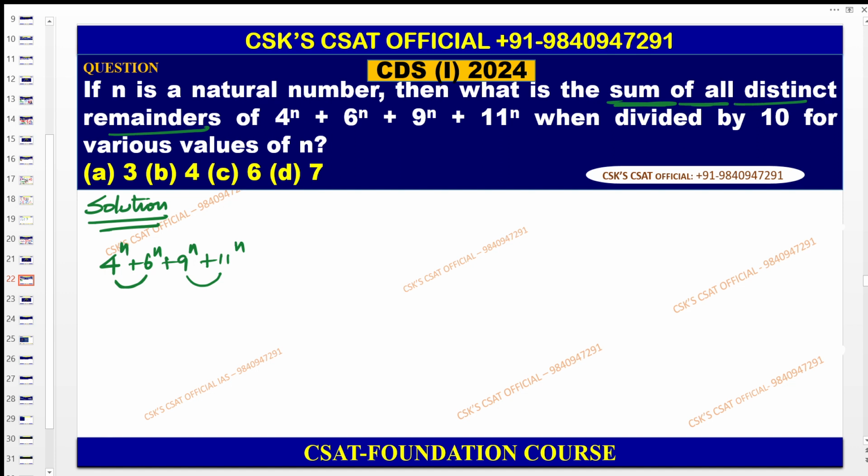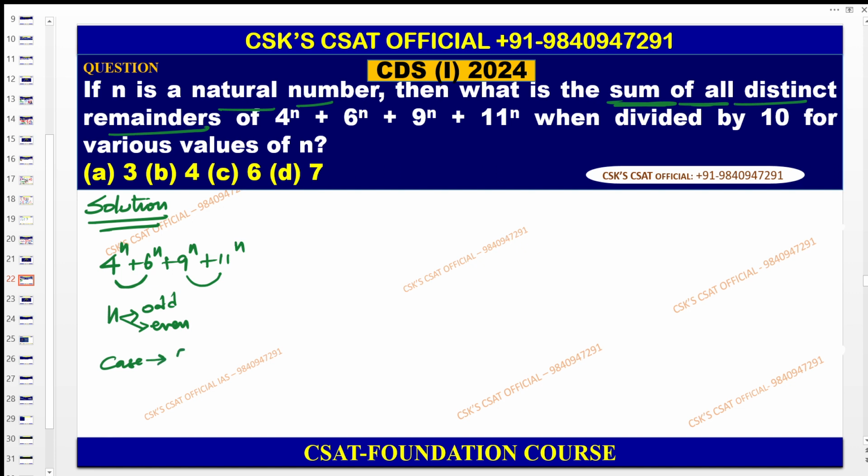If n is odd, and if n is even, what would be the remainder? What would be the remainder in the case of 9 power n plus 11 power n? Like this you have to segregate. First of all, n may be odd as well as even, because it's a natural number. So you can check this.